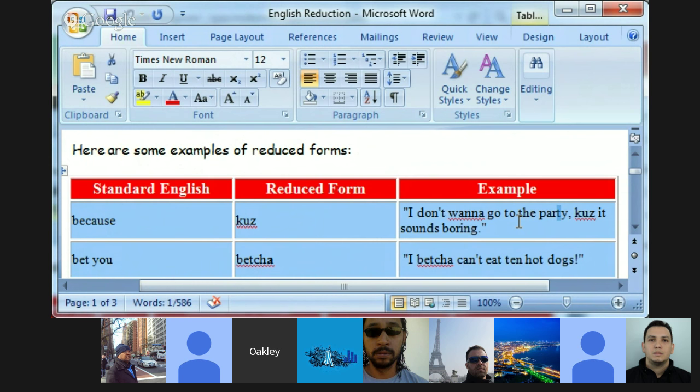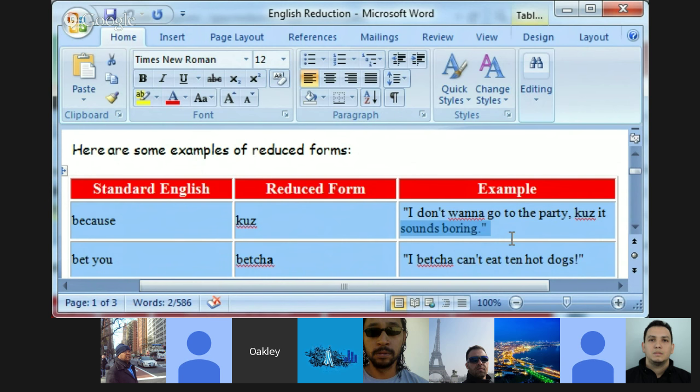Okay, notice something else. When I do this, guys: I don't want to go to the party because it sounds boring. Very fast with "want to go to," this whole middle section is very fast. "Cuz it," very fast. Notice how I slow down when I have these two content words, these two important words, verb and adjective.